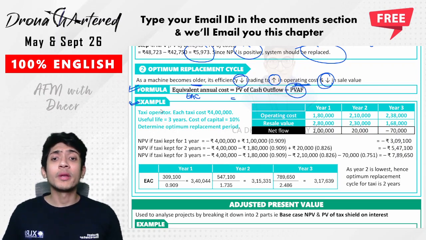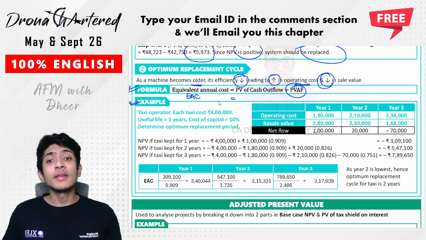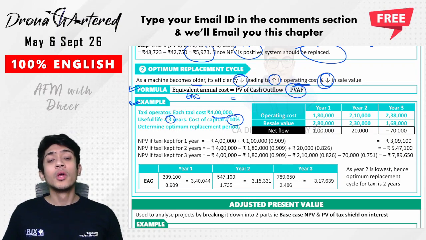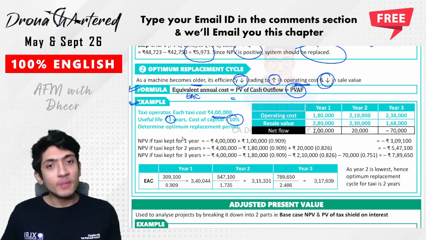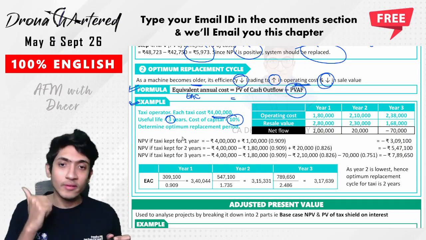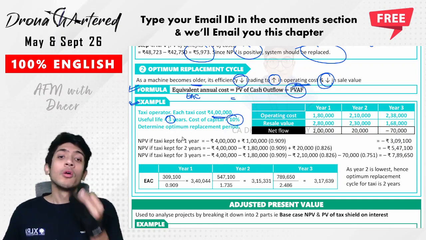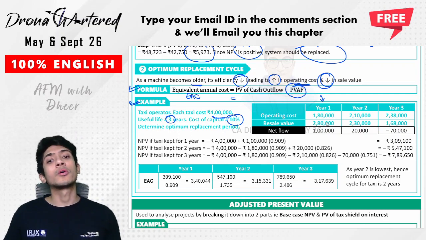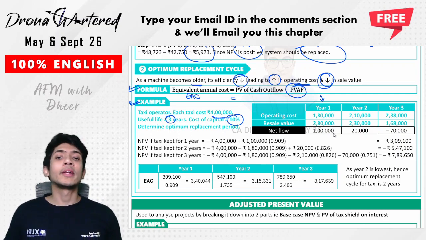So there is a taxi operator where each taxi costs 4 lakh rupees, whose useful life is 3 years and cost of capital is 10%. You have to determine what would be the optimum replacement cycle. What have they given you? They've given you initial cost, they've given you useful life, they've given you the cost of capital. What else have they given you? They have given you that if we operate it only for 1 year, your operating cost is 1,80,000 with a resale value of 2,80,000, giving you a net flow of 1 lakh.